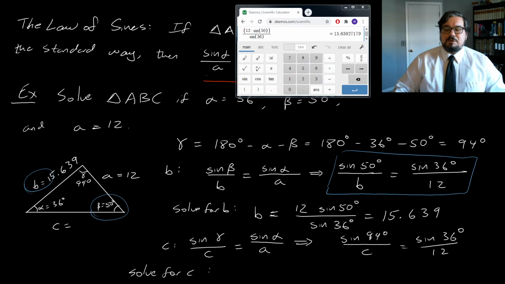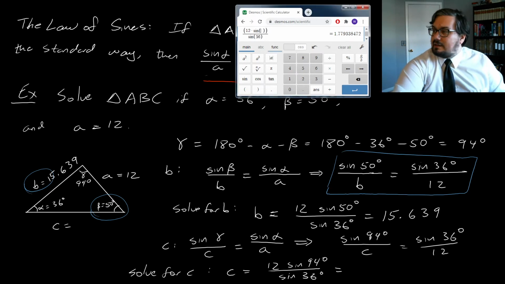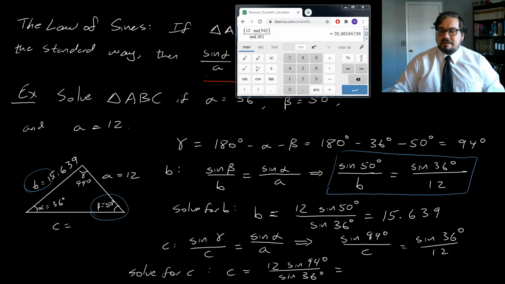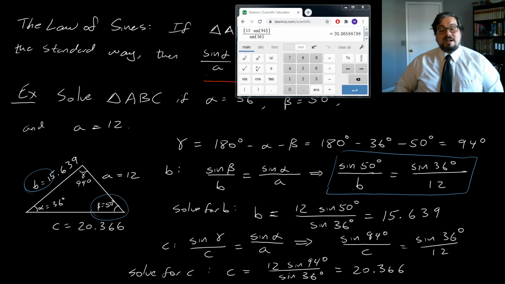So if we solve this for c, then we'll get c is equal to 12 times sine of 94 degrees over sine of 36 degrees. And so we can go to our calculator, and in fact just change the 50 to a 94 to get 20.366. So we get that c here is 20.366 approximately, and we have solved our triangle.